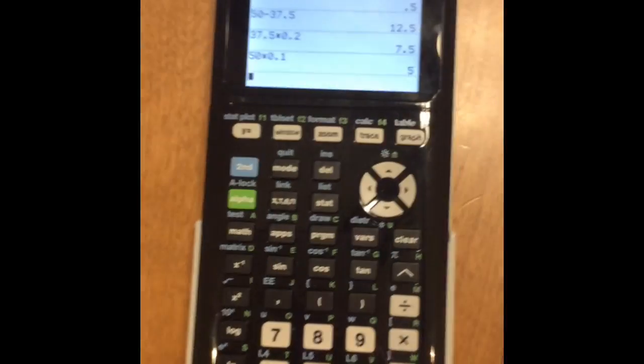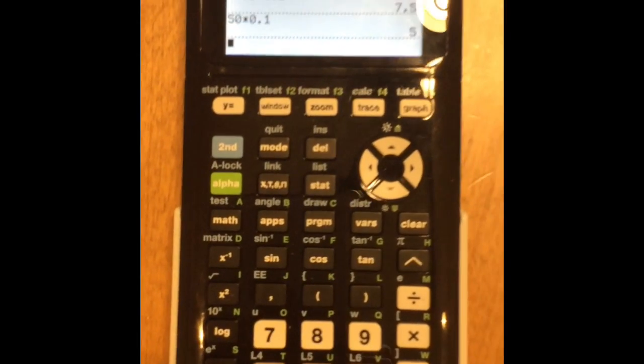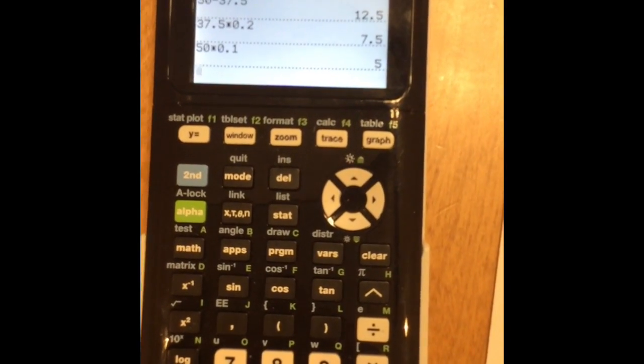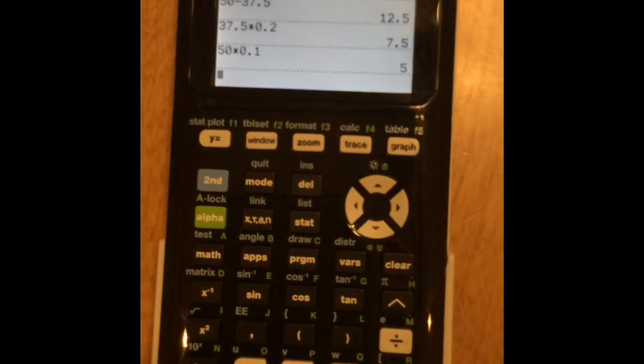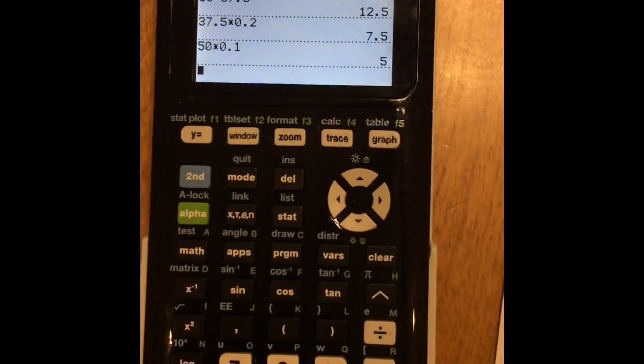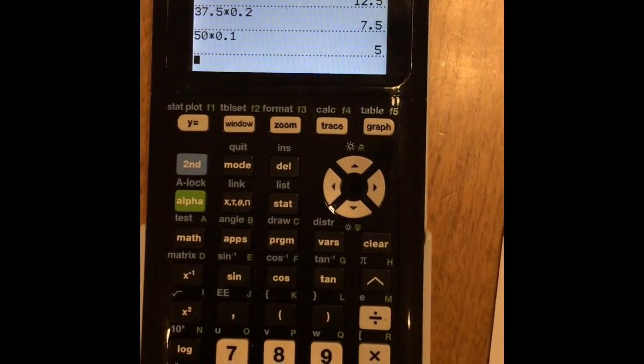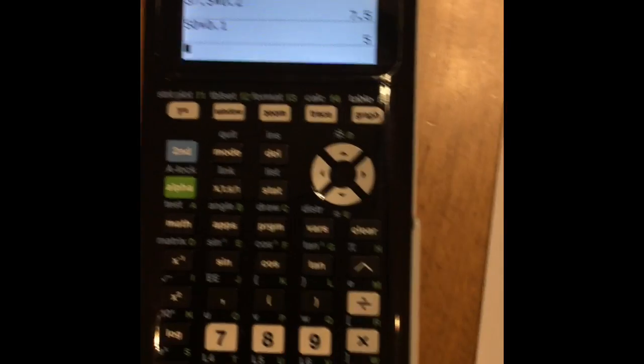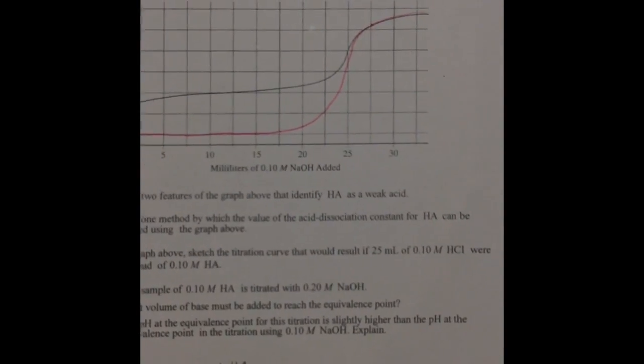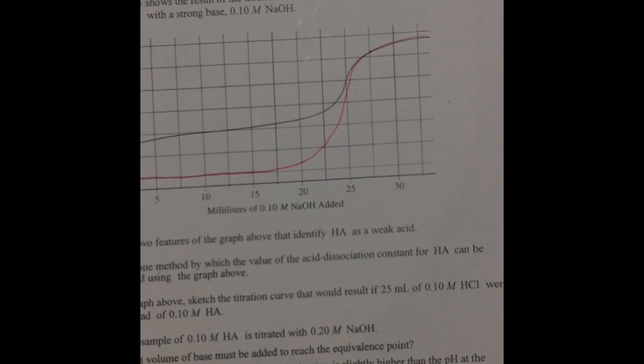And if you were to plug it into your calculator to find millimoles, 37.5 times 0.2 is 7.5, and 50 times 0.1 is 5. So you can already tell that 7.5 is greater than 5. With those millimoles and putting it over the volume, which is molarity as millimoles over milliliters, it'll give you a higher concentration than using 0.1.